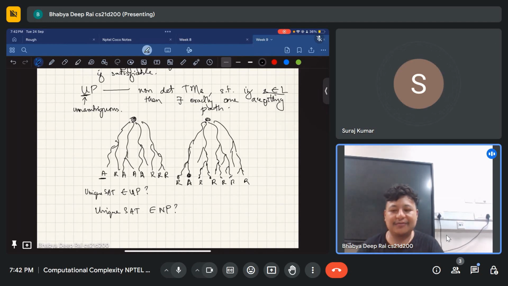Yes, in SAT also we are doing the same thing. In unique SAT also we are doing the same thing. And unique SAT, remember, it is complete for UP by Cook-Levin again. I won't do this in detail, but unique SAT is UP complete.